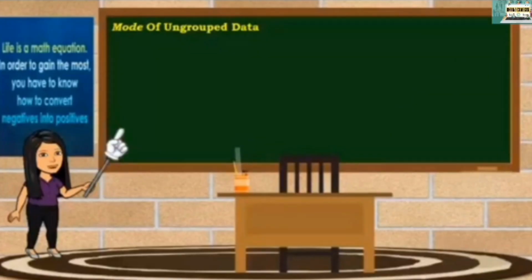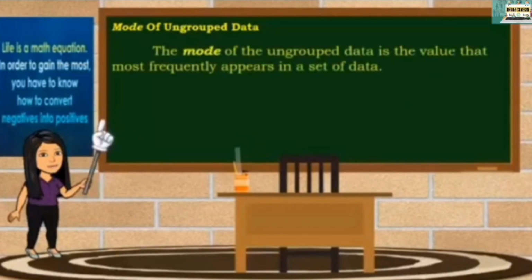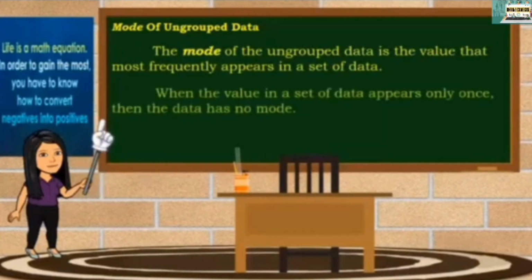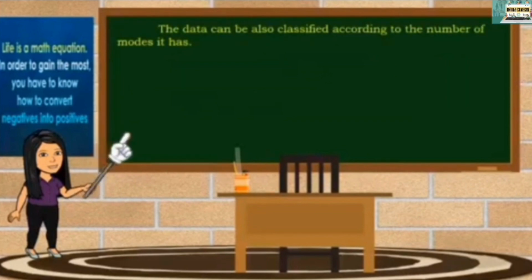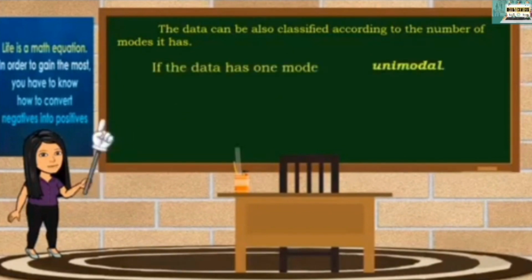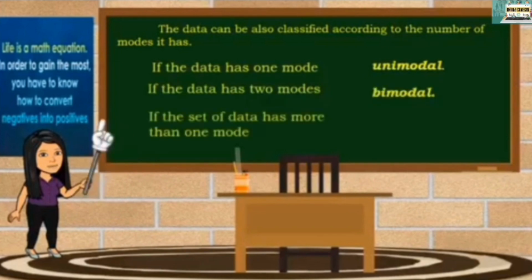Lastly, let us discuss the mode of ungrouped data. The mode of the ungrouped data is the value that most frequently appears in a set of data. When every value in a set of data appears only once, then the data has no mode. The data can also be classified according to the number of modes it has. If the data has one mode, it is unimodal. If the data has two modes, it is bimodal. If the set of data has more than two modes, it is multimodal.